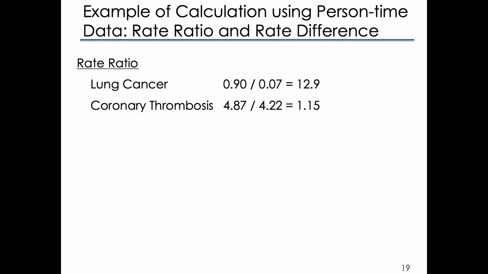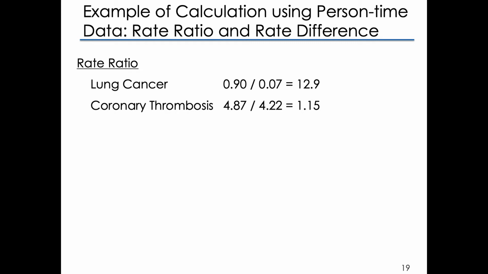And then you can use those rates to calculate rate ratios and rate differences. So if we look at the lung cancer death rate per 1,000 person years, smokers compared to non-smokers, 0.9 compared to 0.07, the rate ratio is 12.9.